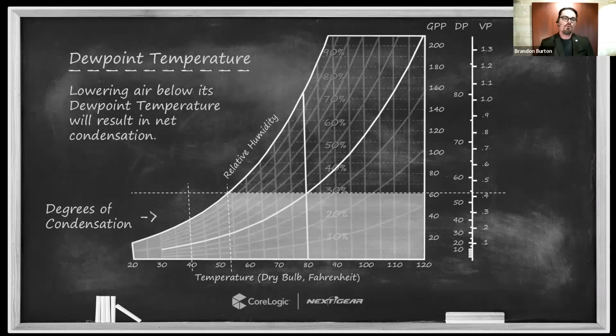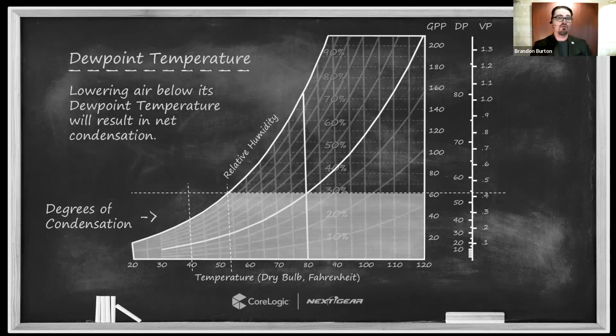The first thing I want to touch on is that the further you take air below its dew point, the more moisture it's going to lose, right? We refer to this as degrees of dehumidification or degrees of condensation. This is actually how refrigerant dehumidifiers are designed, right? They're designed to take the air you're trying to dry and to cool that air below its dew point to cause moisture to sweat out onto those cold coils.